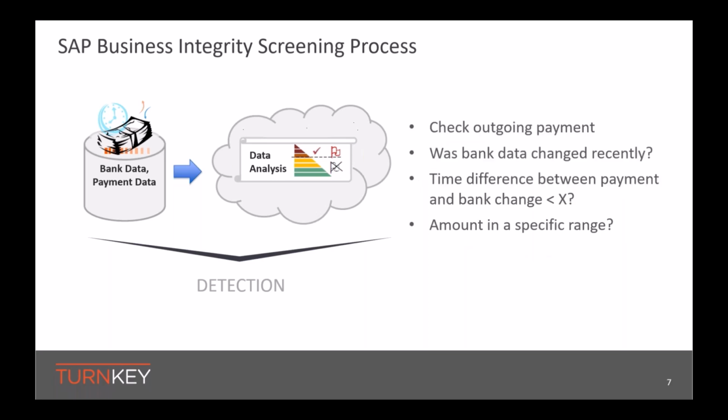So for our case, the system is checking if there's outgoing payments, then checking if the bank data was changed recently or within a short time frame. You could, for example, provide a parameter, the time difference between payment and bank change. And we could also provide a parameter for the amount, if the amount is in a specific range, because we can imagine it could be that very high values are interesting, so that you book 5 million and then go to the Caymans, or that you do rather small amounts, so that no one notices that these amounts are missing somewhere.